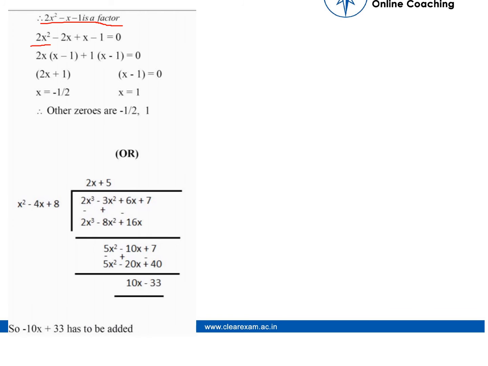So now we will calculate the factors of the equation. So the other zeros are minus 1 by 2 and 1. Okay, and the other question is x square minus 4x plus 8. So we will divide by this equation, and we will get 2x plus 5. So minus 10x plus 33 has been added.